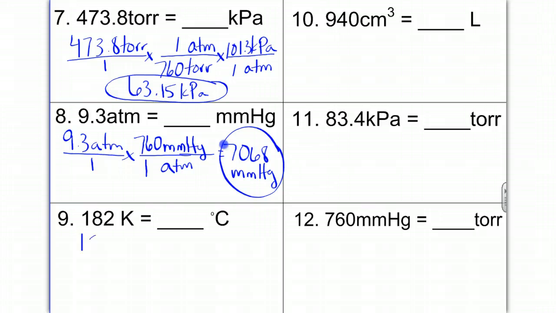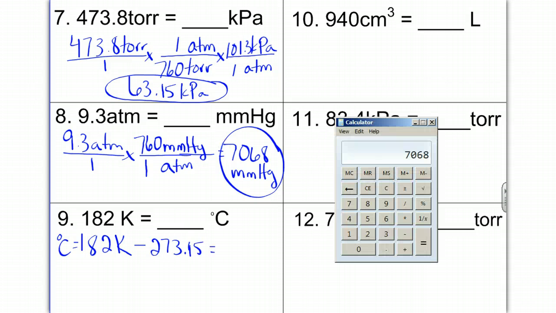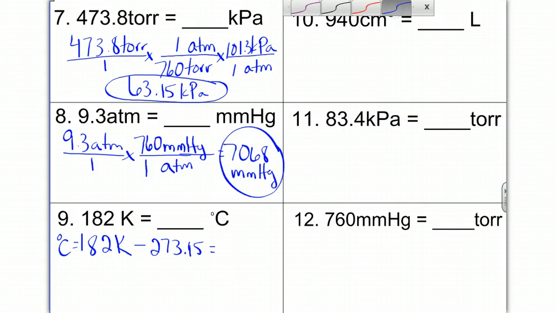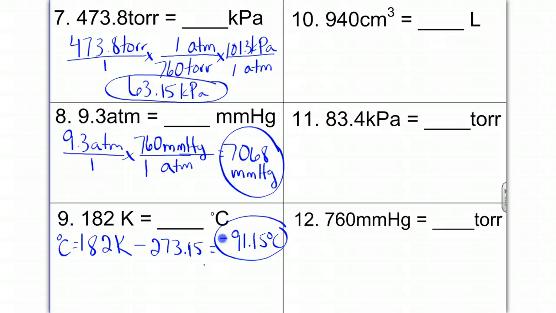Number 9, 182 Kelvin. We want to change this to degrees Celsius, so we'll take Kelvin and subtract from 273.15, and that's going to equal 182 minus 273.15, and that equals negative 91.15 degrees Celsius. It is possible to have a negative degrees Celsius, but it's not possible to have a negative Kelvin.